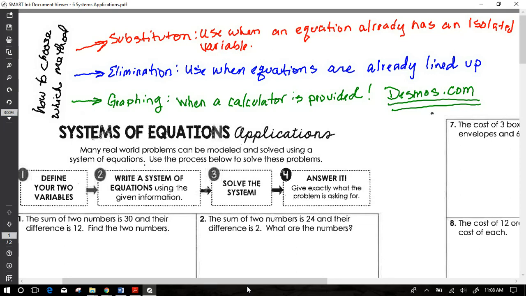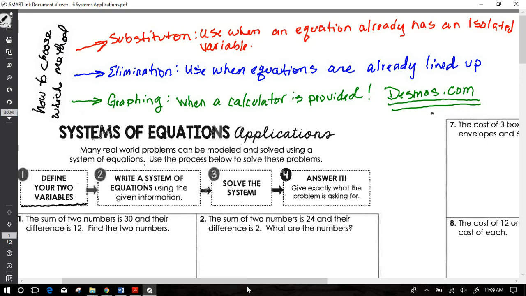The notes say, how do we choose which method? So we have now already learned and practiced substitution, elimination, and graphing methods. So we have 3 methods that we utilize. Today, what we're going to be doing is answering applications. So with an applications problem, we always need to do step 1 right here in this first box, which is to define our 2 variables.